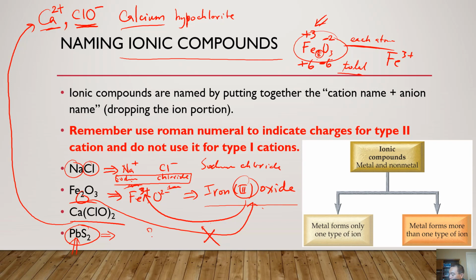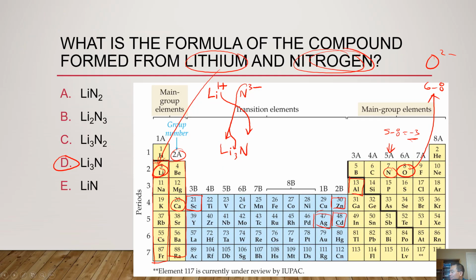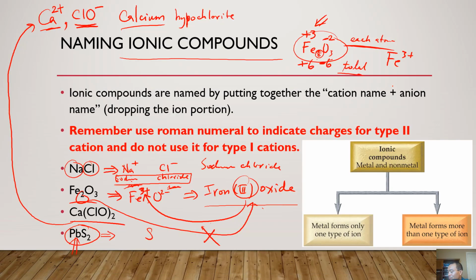Okay, so sulfur is from group 6A. That's group 6A. So that's how you know it must be 6 minus 8 charge. That means a 2 minus charge. So that's why we do know sulfur is 2 minus charge. But what about Pb? What charge should you have?